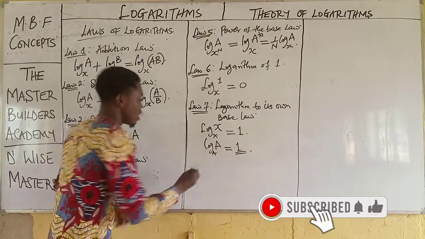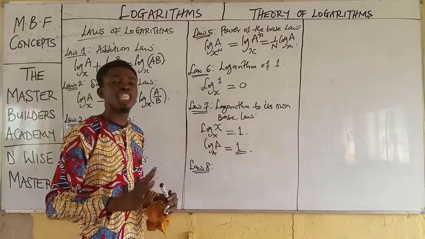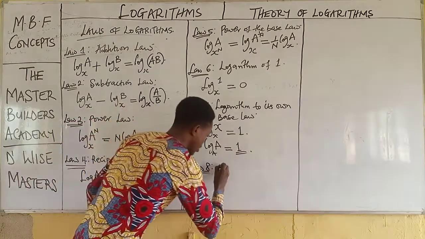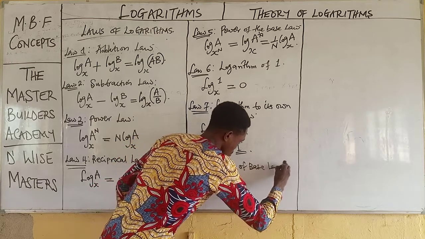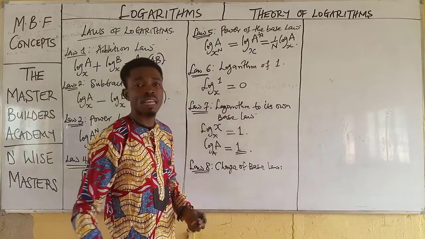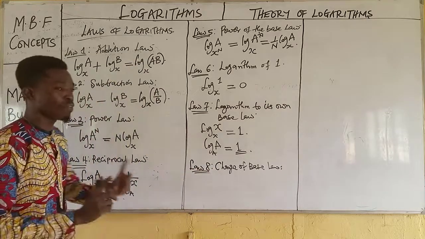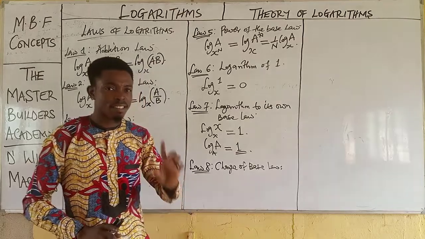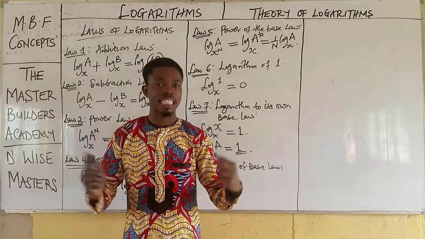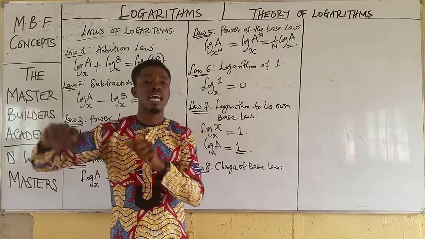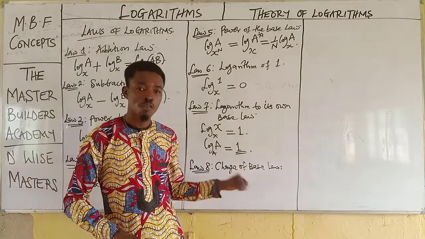Then finally, law number 8 is what we call the change of base law. This change of base law is very, very useful anytime you are given addition or subtraction of different logs where the bases are not equal. So when two or multiple logs are added or subtracted, and at the end you find out that they do not have equal bases, this law is suitable for such problems.